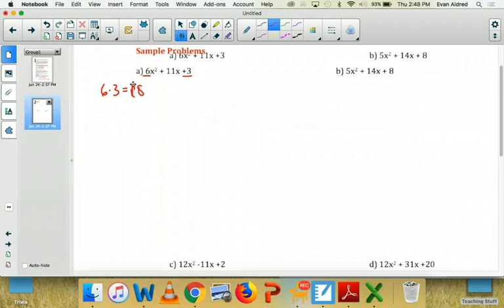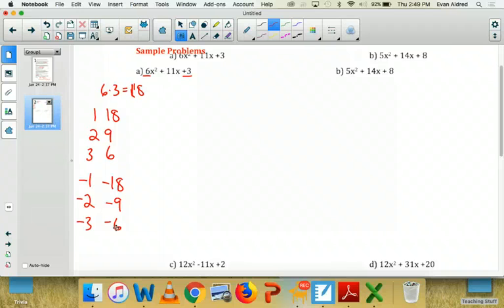So positive 18. Now the factors of positive 18 are 1 and 18, 2 and 9, and 3 and 6. But we have to remember that the negatives also are possible. So negative 1 multiplied by negative 18, negative 2 multiplied by negative 9, and negative 3 multiplied by negative 6. From this, we have a list of 6 factors. We choose the ones that add to give us plus 11. That is our middle term. So plus 11, those factors are 2 and 9. So we disregard the other 5.